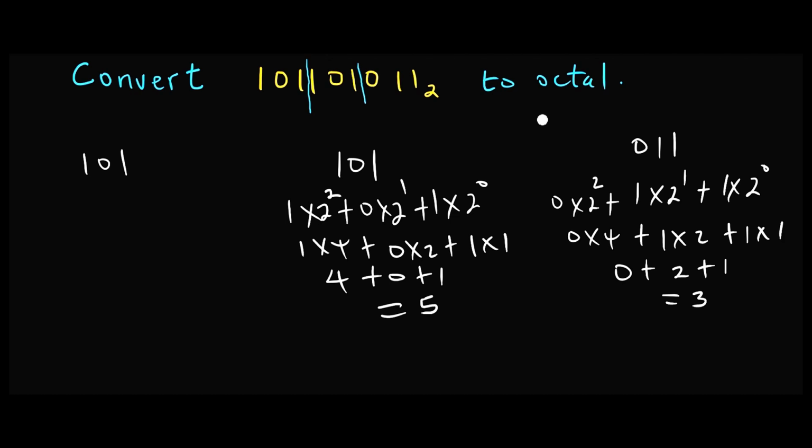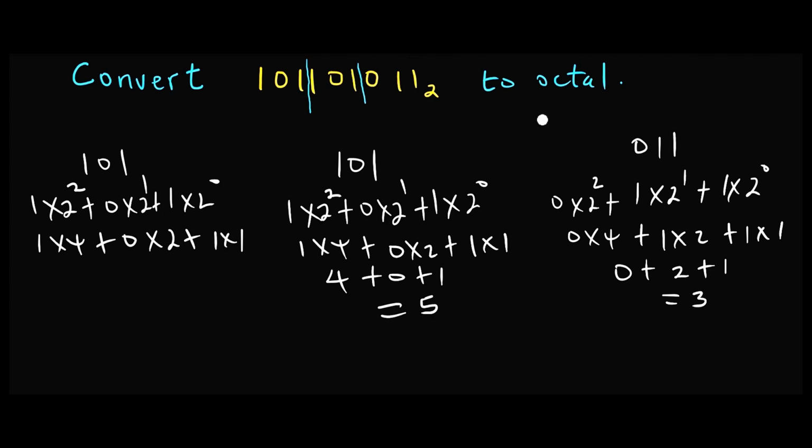Then we do the same with this. That is 1 times 2 power 0 plus 0 times 2 power 1 plus 1 times 2 power 2. So that is 1 times 4 plus 0 times 2 plus 1 times 1. That is 4 plus 0 plus 1, which is 5.